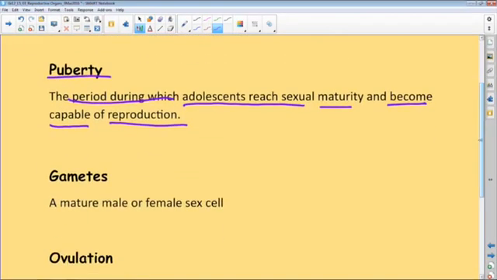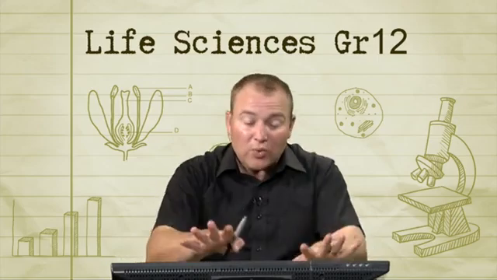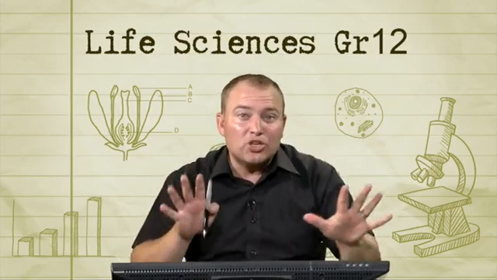Next one, let's have a look at it. Gametes. These are ones you've definitely heard before. There's no doubt about it. It's a mature male or female sex cell. In humans, we have the egg or the sperm. Remember that, the egg and the sperm. When we talk about gametes, it's either one of the two.